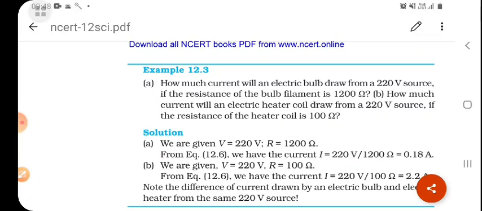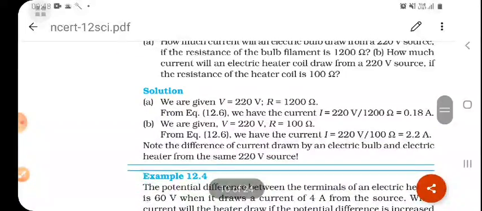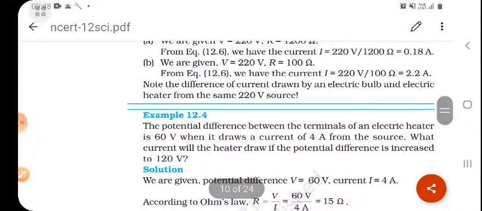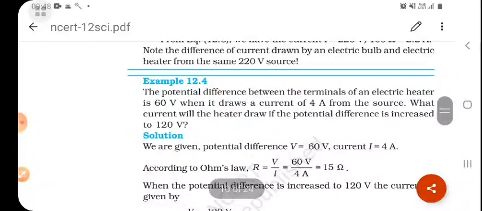We have to calculate how much current flows through a source of 220 volt battery if the resistance of the filament is 1200 ohms. Okay, so if the resistance is 1200 ohms, we can calculate the current by V upon R, that is Ohm's law. And how much current will a heater draw from a 220 volt source if the resistance of the heater coil is 100 ohms? So I is equal to 220 volt upon 100, that is 2.2 amperes.